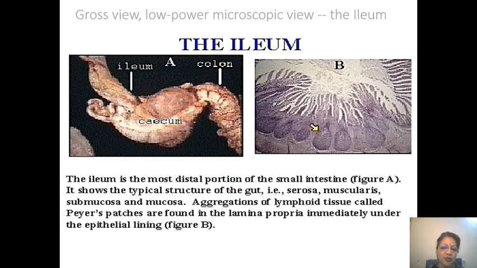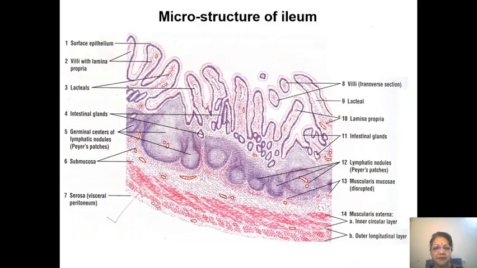So, in this distal portion of the small intestine, you have the serosa, muscularis, submucosa, and mucosa. But the aggregation of lymphoid tissue, called Peyer's patches, are found in the lamina propria, just beneath the surface epithelium. All these lymphocytes are available to whatever is in the lumen. They will interact with the external environment. So that provision is a very, very important component for the ileum part of the small intestine. This is what it will look like in a diagram.